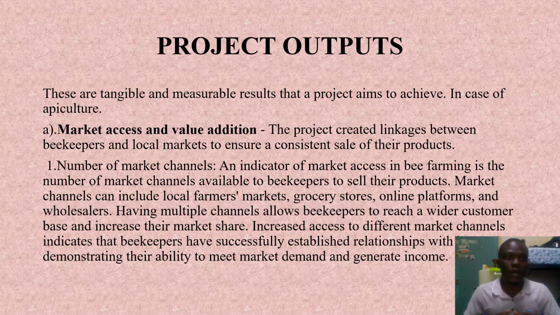The first indicator on market access and value addition as the output is the number of market channels. With the number of market channels, we are trying to look at the number of marketing centers that the project managers are connected with. It implies that if there are a number of markets that we have created, or that we are linked with, the project is successful.